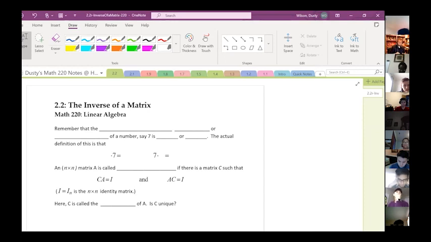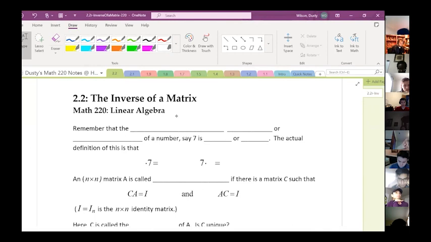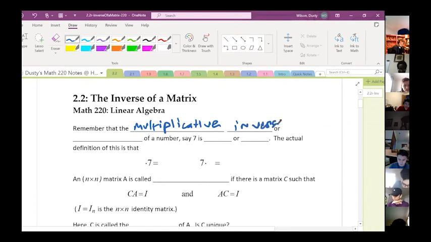We are going to talk about this idea of an inverse, and I want to first talk about what an inverse is, what it does, kind of in a general context. Remember that the multiplicative inverse, or reciprocal, of a number, say 7, is 1/7, or maybe you could write that as 7 to the negative first power.